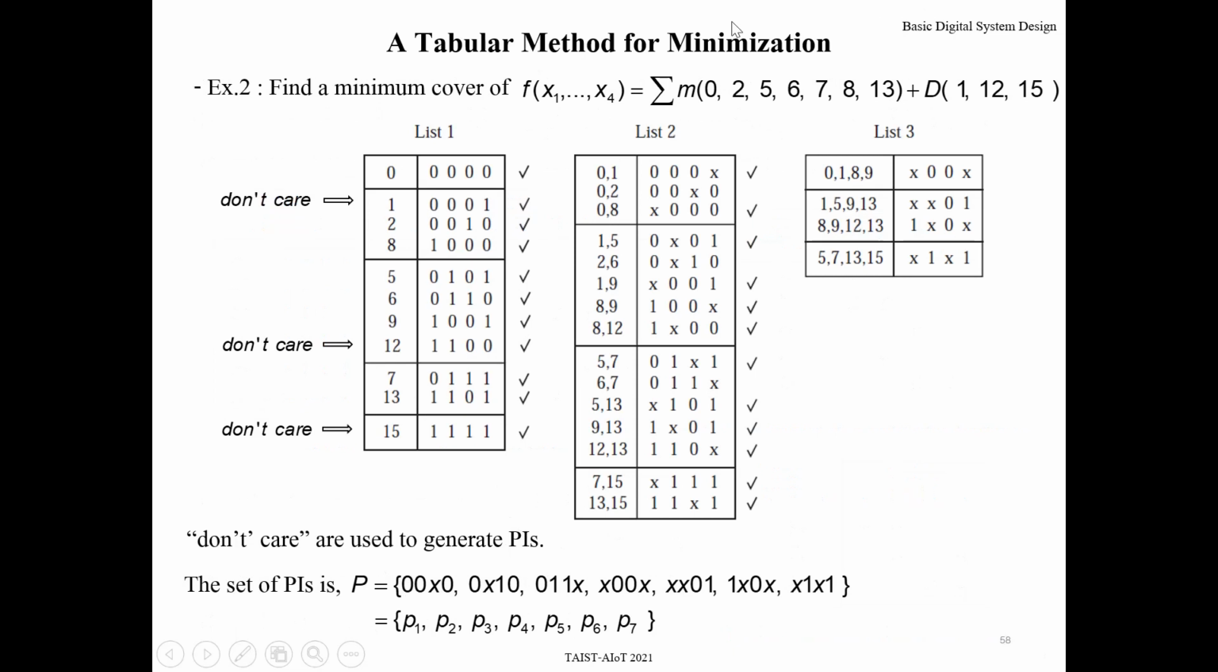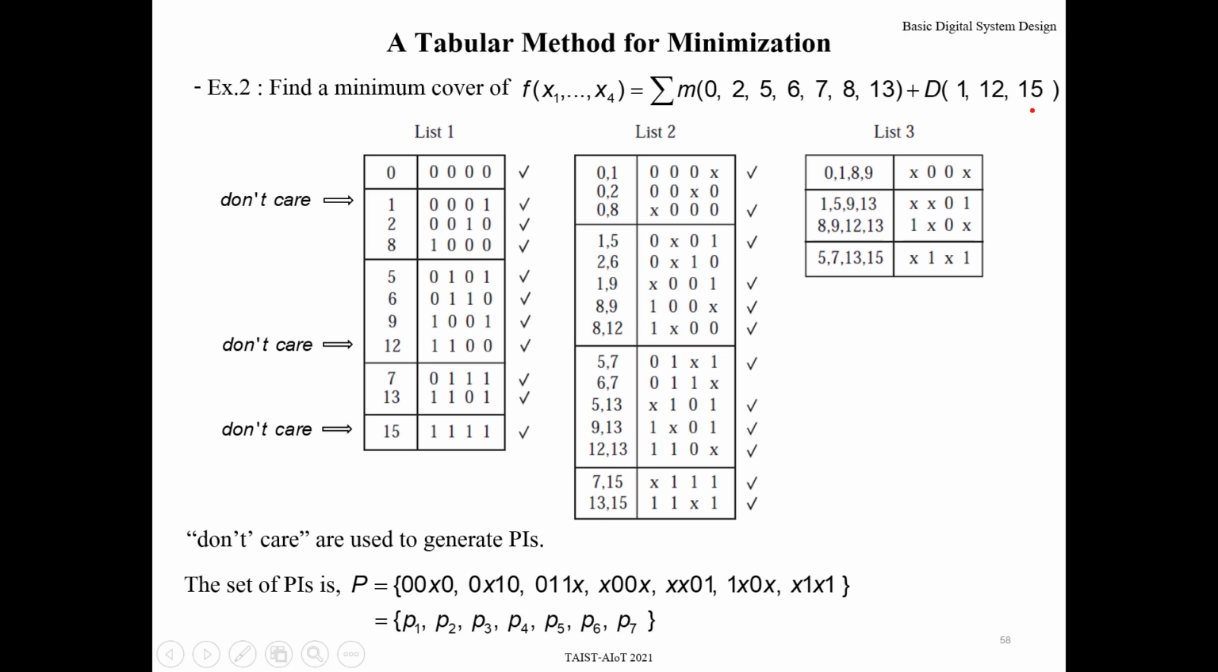Next example, example number 2. For this example, we want the function to become 1 when the input values of x1, x2, x3, and x4 are 0, 2, 5, 6, 7, 8, and 13. If you apply these input values, the function will be 1. And for 1, 12, and 15, don't care. The result may be 0 or 1. And all other inputs give output 0.